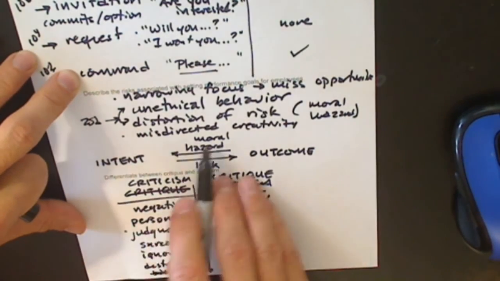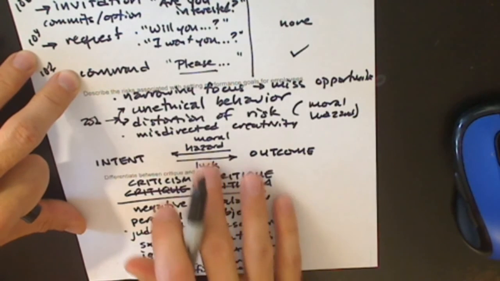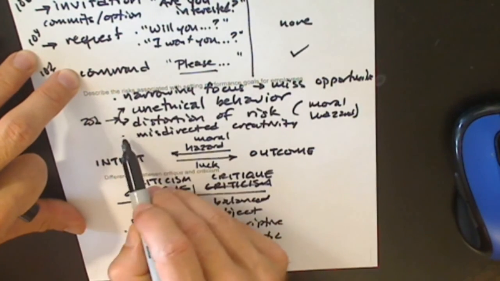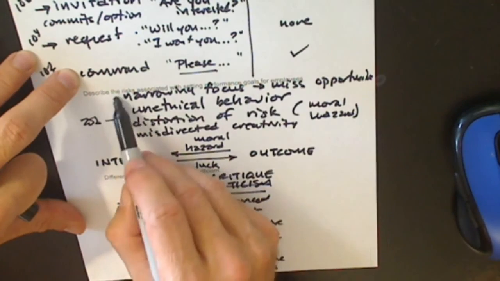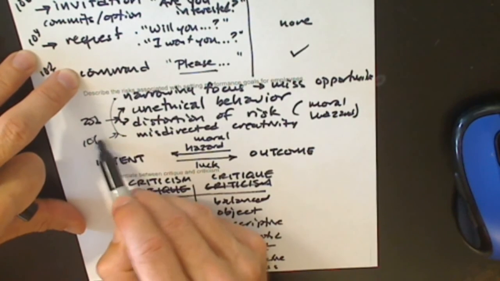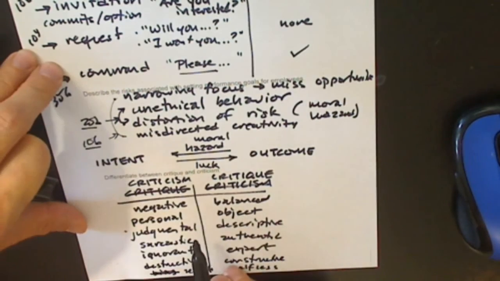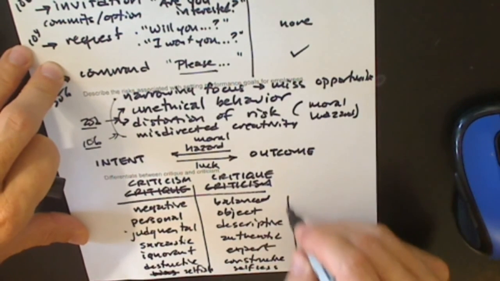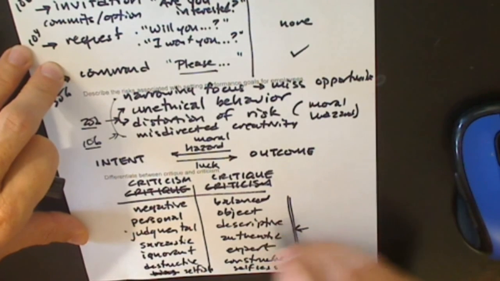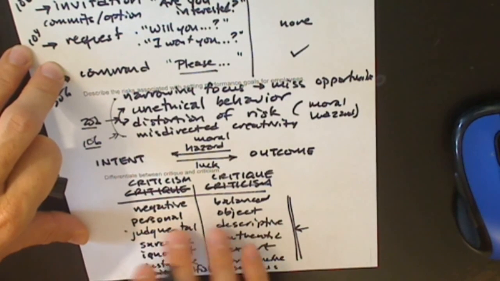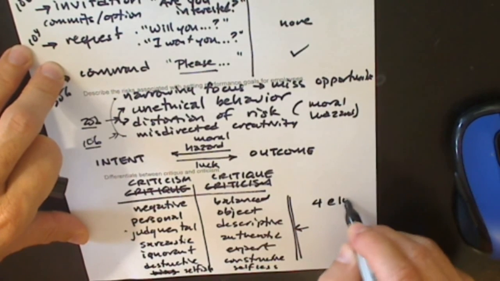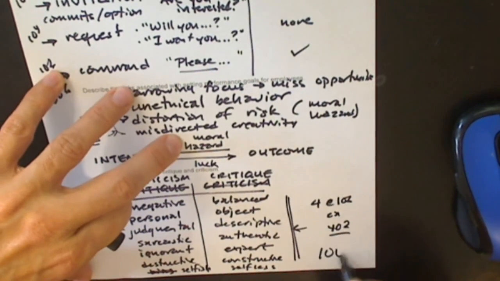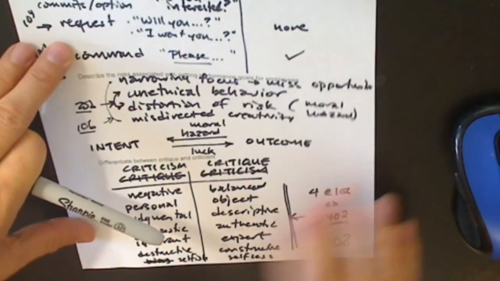Any mention of intent versus outcome, moral hazard, and moral luck can contribute to that 20%. But the other aspect of this is the narrowing of focus or the misdirection of creativity. Another 10% for mentioning that. And finally, critique versus criticism. There's 40% left. And what I'm looking for is you to identify at least 4 of these distinctions between criticism and critique at 10% each. There's another 40% for a total of 100% over the entire sheet.